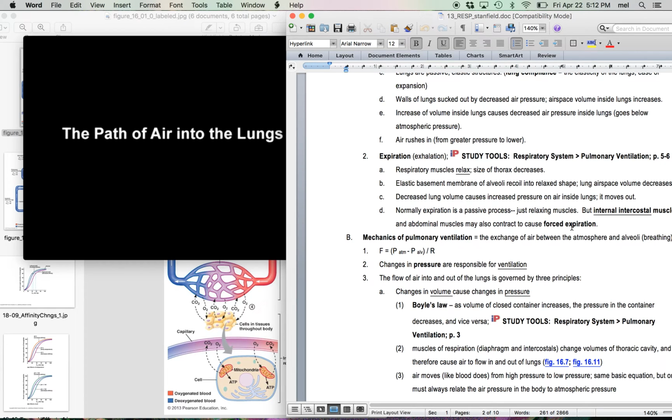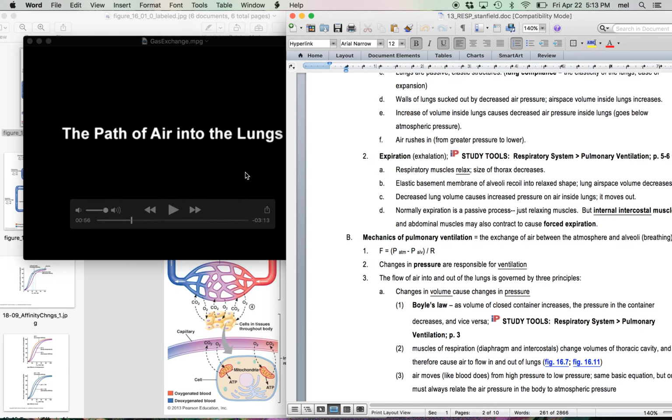Forced exhalation or forced expiration is when you use your internal intercostal muscles to push the ribs together a little further, which decreases the size of the thorax a little further. It's like when you're blowing out a birthday candle. That's forced expiration, and you don't do it all the time. You do it when you're exercising or when you consciously do it. Okay, so this whole process is called pulmonary ventilation, or ventilation.